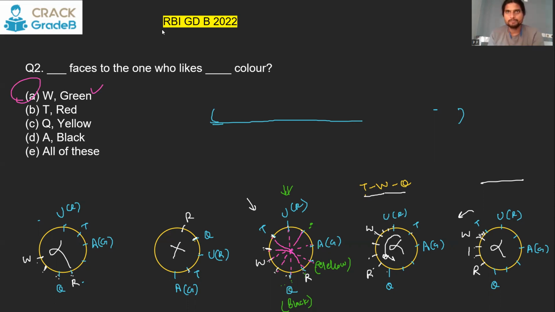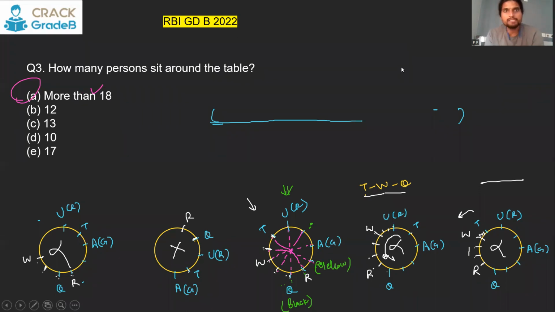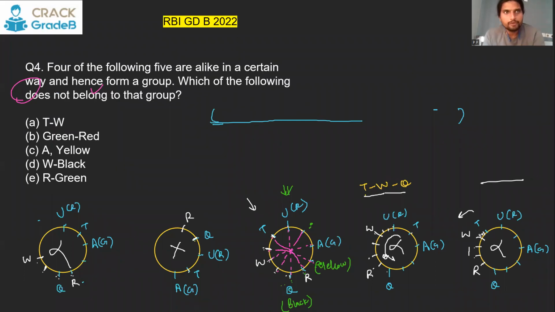Let's see the next one. How many persons sit around the table? 10. As you can see, there are 10 people. 4 of the following 5 alike. No, wait. T W, T one gap W, green red, green one gap red, A yellow, A immediately there will be yellow, W black, W one gap black, R green, R one gap green. So A and yellow is the wrong pair.